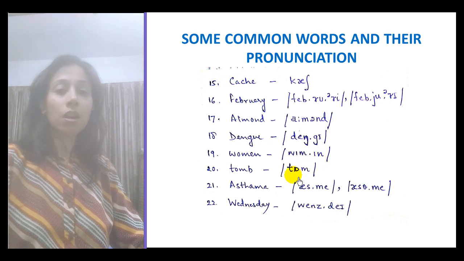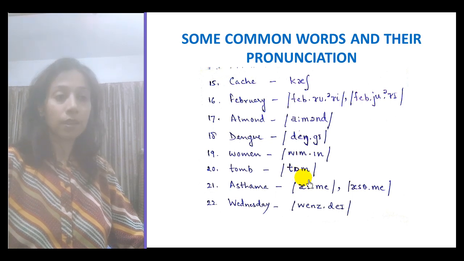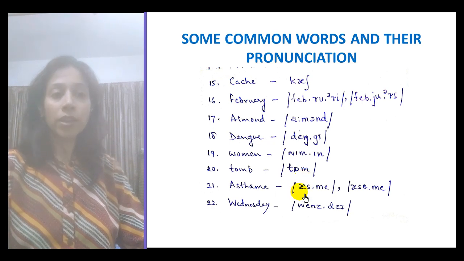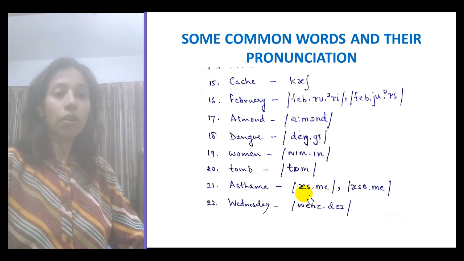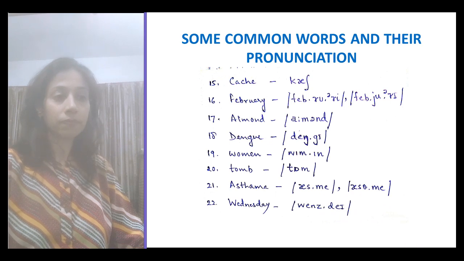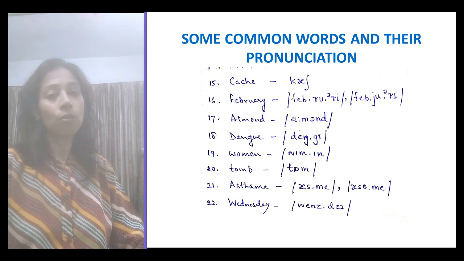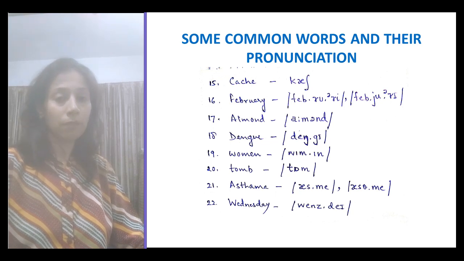Okay, so the next word is Tom. Or sorry, it is Tom. The b is not pronounced. Then we have the next word as asthma or asthma. And then we have Wednesday. Right? So this is called Wednesday. So we have seen some of the common words and how they can be pronounced better, or how you can know how they are pronounced.